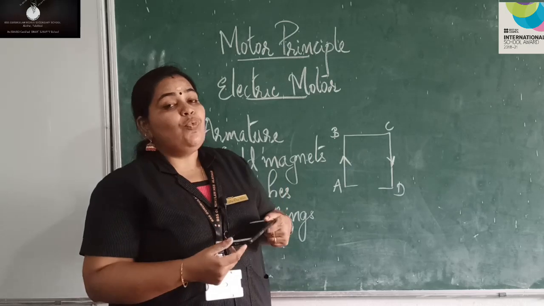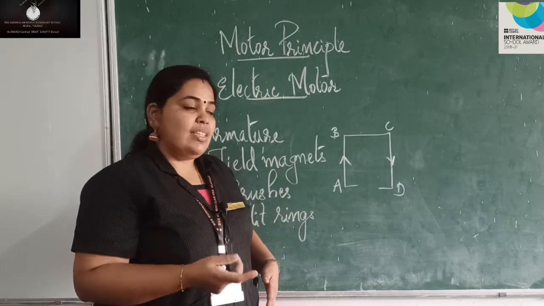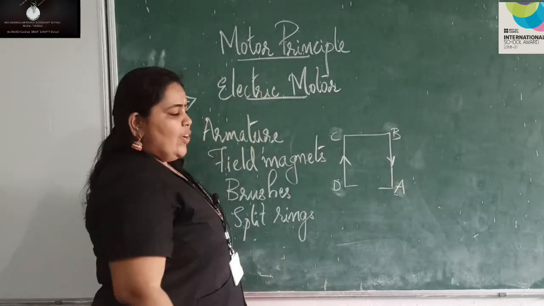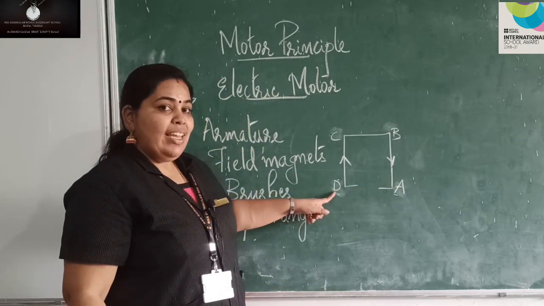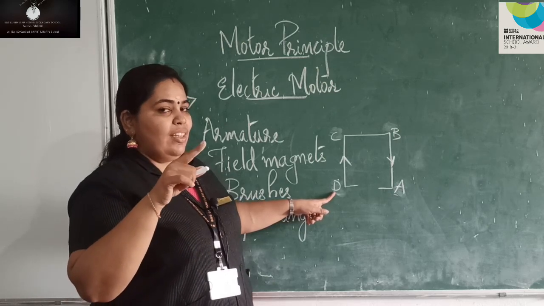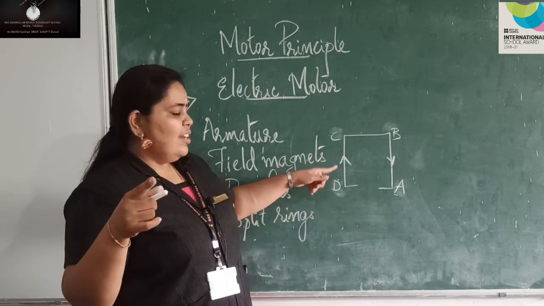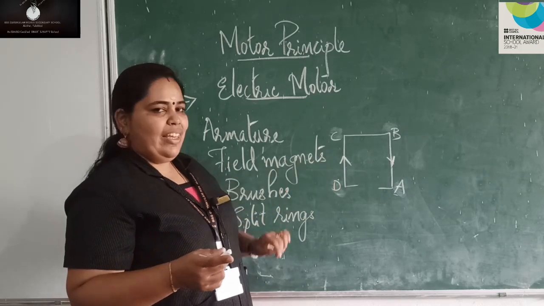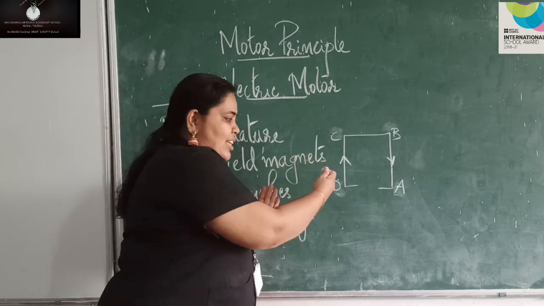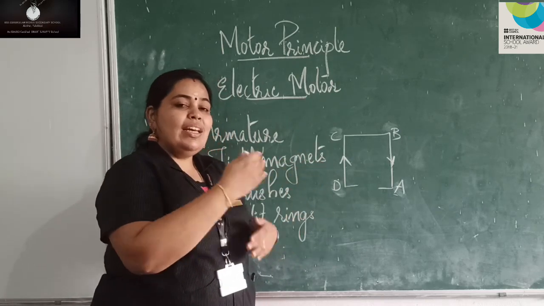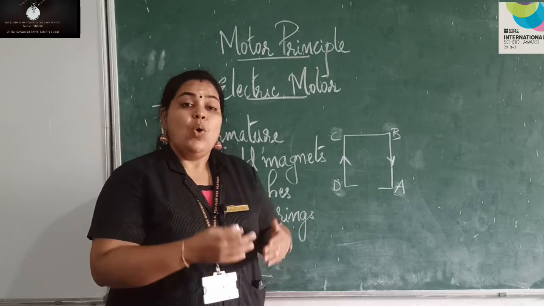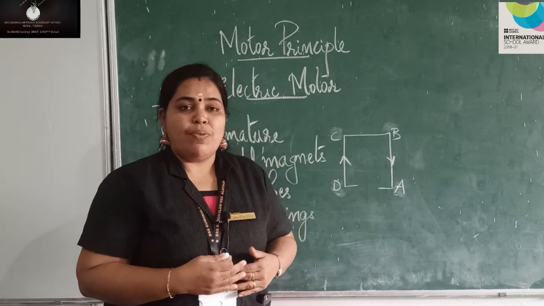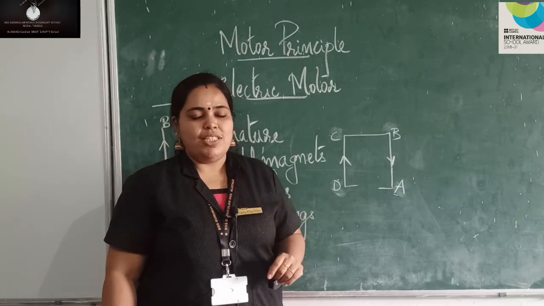Okay, so after one half rotation, what happens? So what happens now? Initially along CD the current was moving in the downward direction. Now look, the direction has changed, right? So again what happens here? The CD goes down. Okay, so here the direction is changing continuously. Why is the direction changing, or what helps in changing the direction of current? Split rings help to change the direction of current.